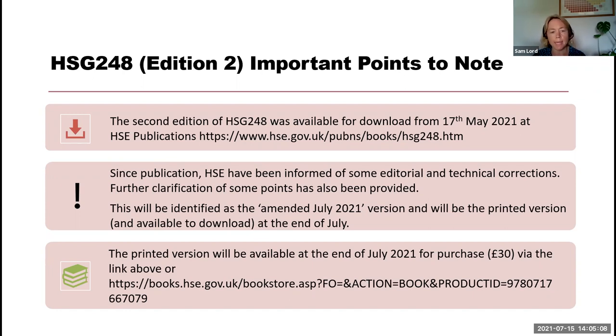And simultaneously, the updated or amended web version will be available too. If any of you have already downloaded it, it'll be distinguished from the May version by the front cover, which will say the July amended version. So hopefully that will be clear. And like I said, if you want a printed version, I think it's £30. Again, you can get to that via the link I mentioned earlier or separately via HSE Books.